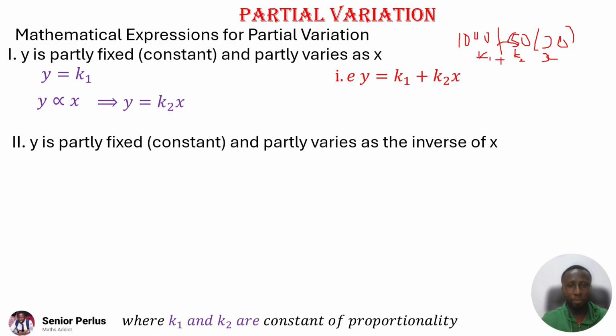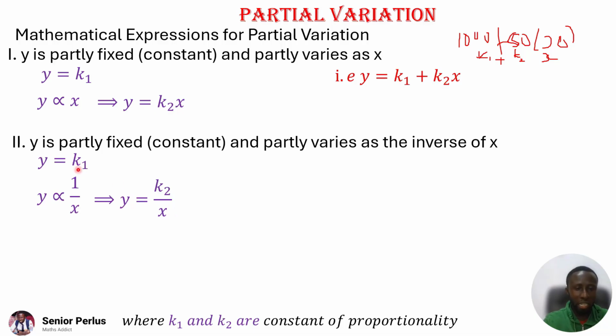The same idea. Good. So Y is partly fixed, so that will be our K1, and partly varies as inverse of S. So this was direct, so now inverse of S. So let's take Y partly varies as inverse of S. This I write as inverse of S. And in equation form, where K1 and K2 are constants of proportionality, they can be written as this. You know how to write it.